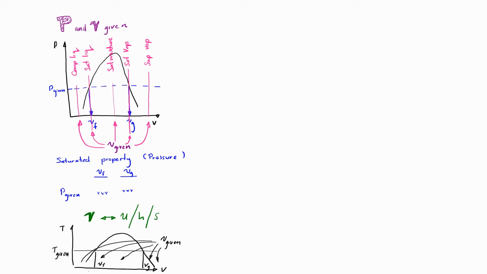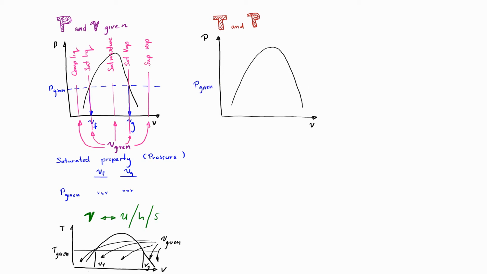Now let's assume that we are given temperature and pressure, and we have to decide what is the state of the system. We can select one of them, let's say pressure, and we can find what is the saturation temperature for that pressure. So we will go to saturated property tables, pressure tables, and we will find saturation temperature for the given pressure. And we will draw that on our PV diagram. And then we will take the given temperature and we will compare it with saturation temperature.